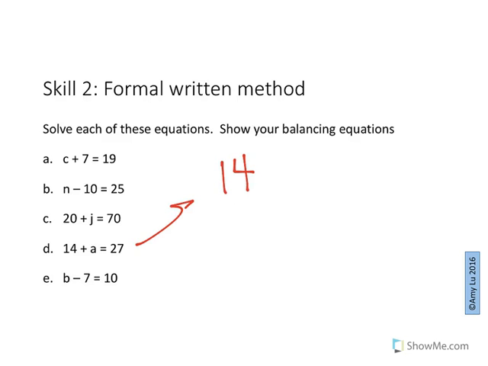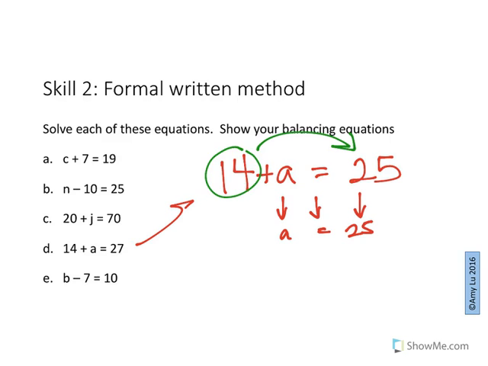Okay, so if you did this one with the inverse method, we keep our a, we keep our equal sign, we keep our 27, but we move our 14. So that's a positive 14, so it becomes a minus 14. Therefore, a is equal to, oh, oops, I meant this to be 27, my mistake. There we go, corrected before I made a bigger mistake. It comes to 13.